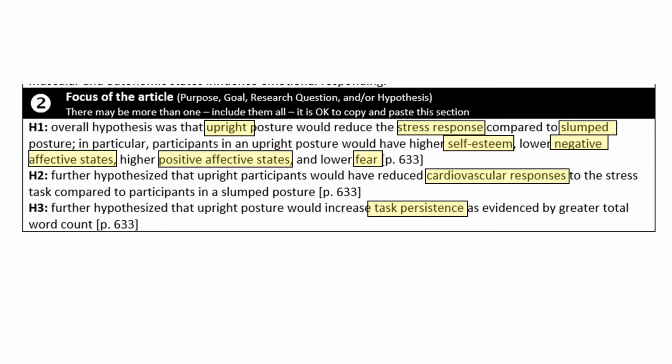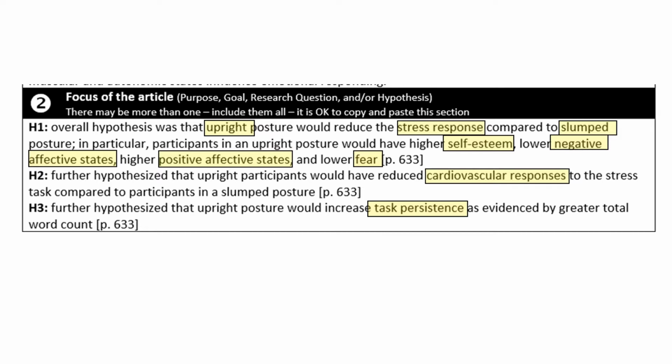Words like reduce, higher, and lower indicate change or variation, so that helps me know that stress response, self-esteem, negative affective states, positive affective states, and fear are all variables in the first hypothesis. The second hypothesis adds cardiovascular responses, and the third adds task persistence. The information about word count is how they define task persistence, so we might need to come back to that for the operational definition. The phrase "compared to" also signals that they're interested in two things or categories.